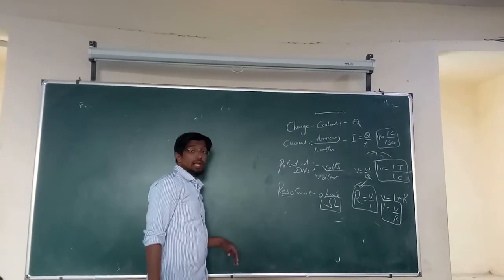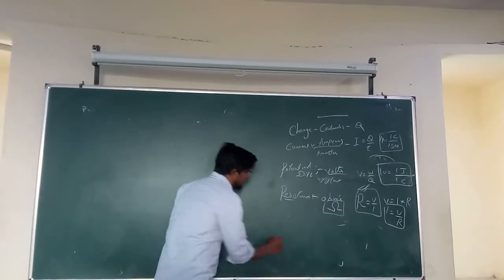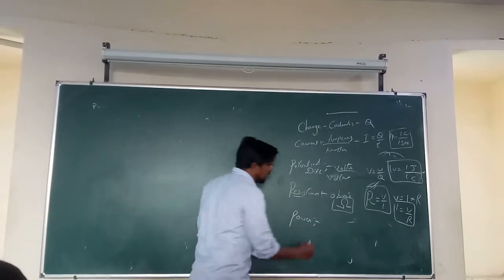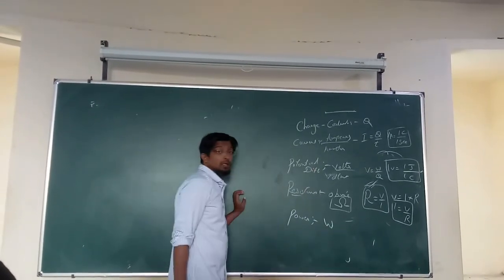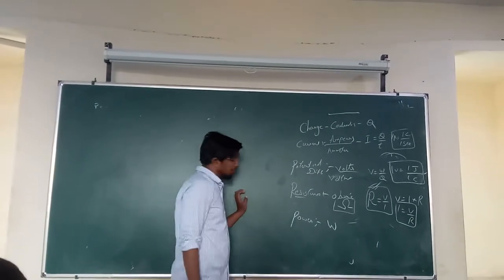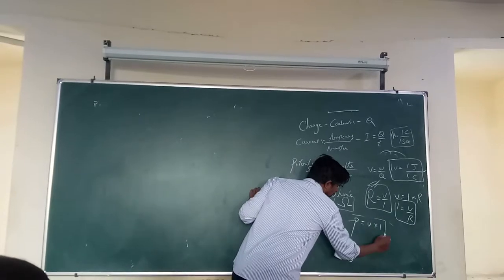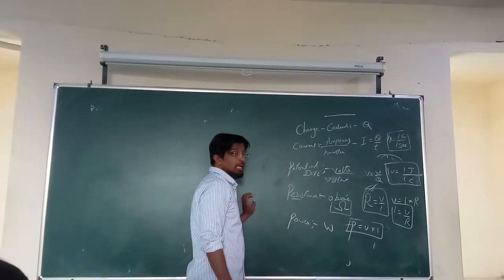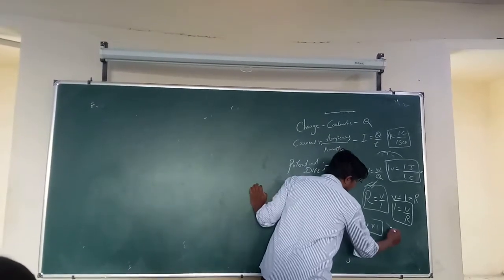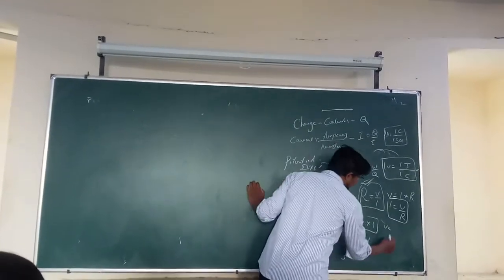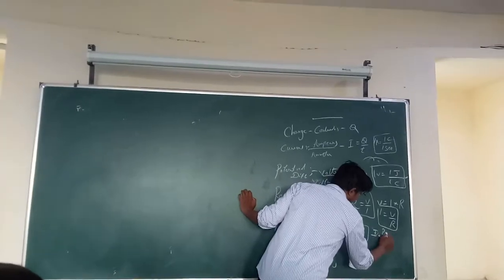Next, what do we have after resistance? Power. Power is measured in watts. Capital W is its symbol, and P is equal to V into I. This is the formula which we are going to use. If they ask voltage, or if they ask current, then what will be the formula? Current is P by V, and voltage is P by I.